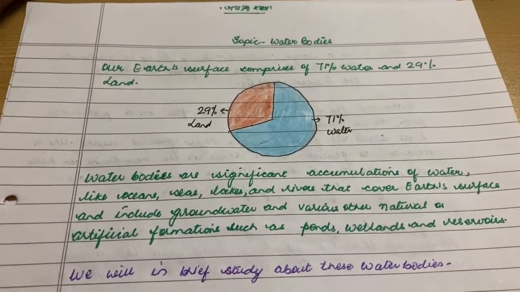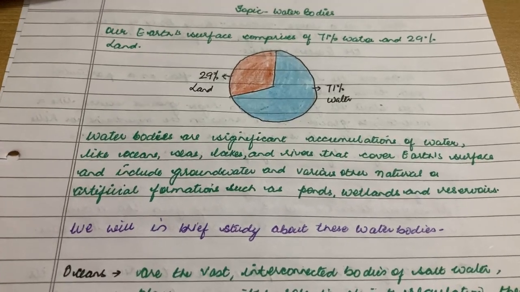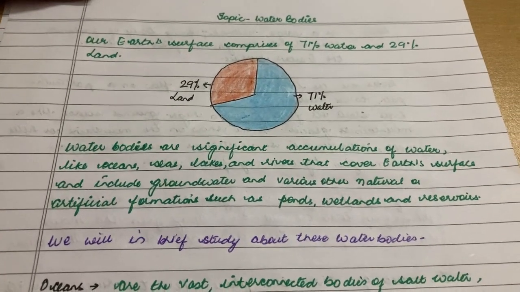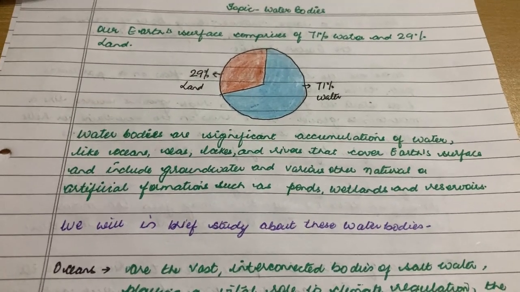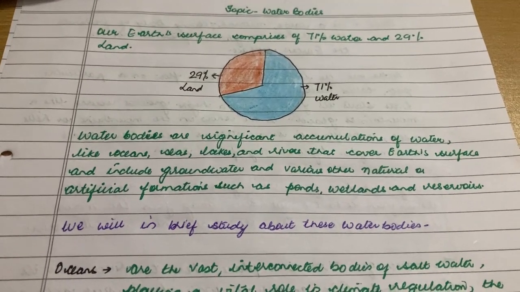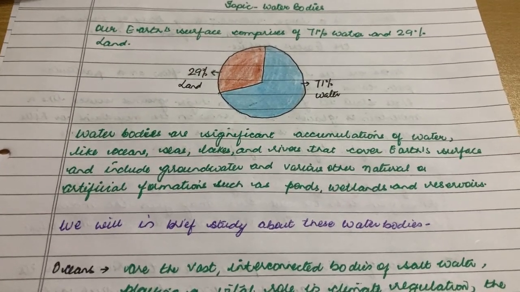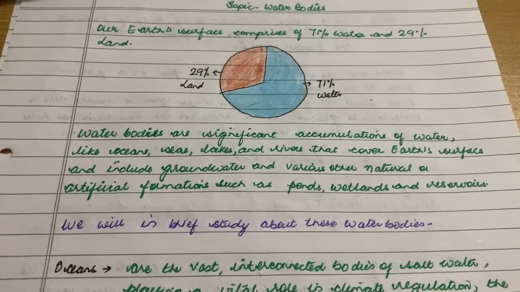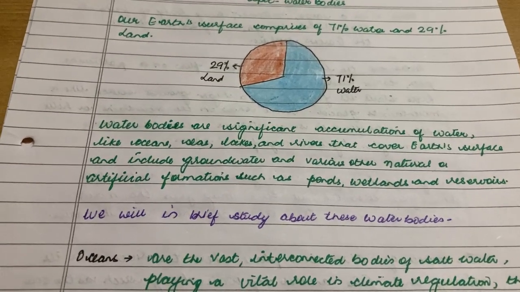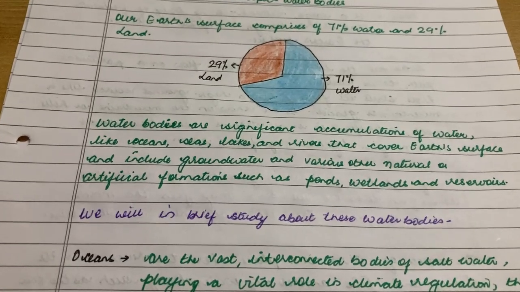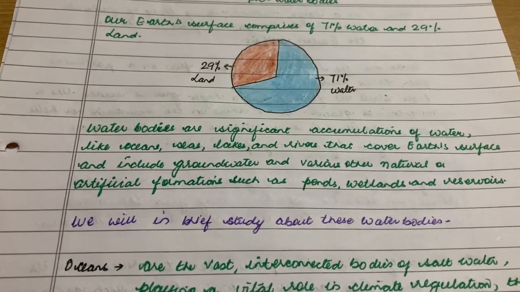earth. So water bodies are significant accumulations of water like oceans, seas, lakes and rivers that cover earth's surface and include groundwater and various other natural or artificial formations like ponds, wetlands and reservoirs. So what are water bodies? It's basically a significant accumulation of water. And we would have also heard about oceans, seas, rivers, lakes. So these all combined are a part of water bodies.